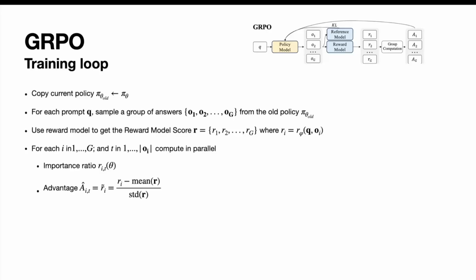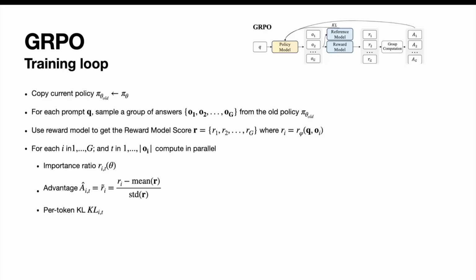Second, we compute the advantage A_i,t. This comes from the group relative reward. We normalize each answer's reward by subtracting the group mean and dividing by the group standard deviation, and then assign that advantage to every token in the same answer.